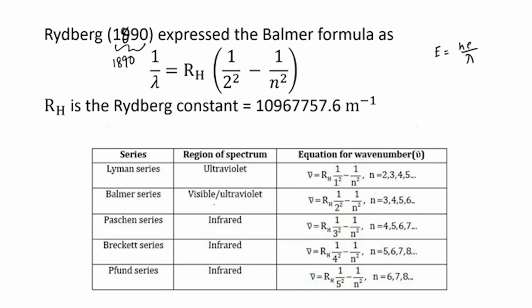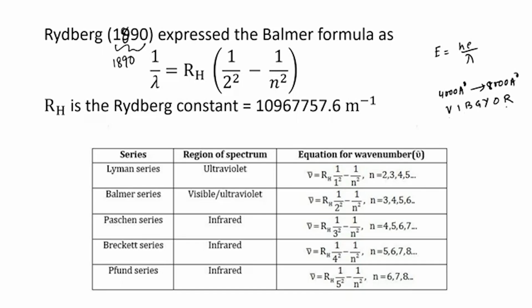Balmer series is more in the visible or ultraviolet. These are in the infrared. And just to remind you that we have the visible range from 4000 angstrom to 8000 angstrom, and this corresponds to the violet end and this corresponds to the red end, and we remember it by this kind of VIBGYOR, that's violet, indigo, blue, green, yellow, orange, red.